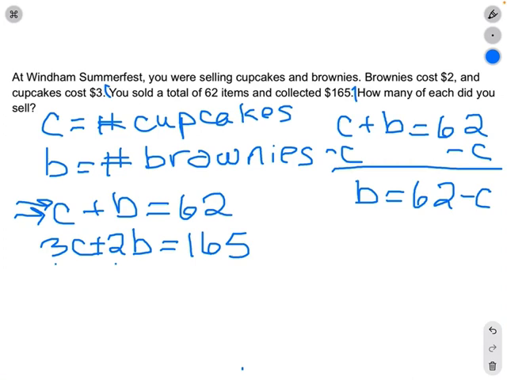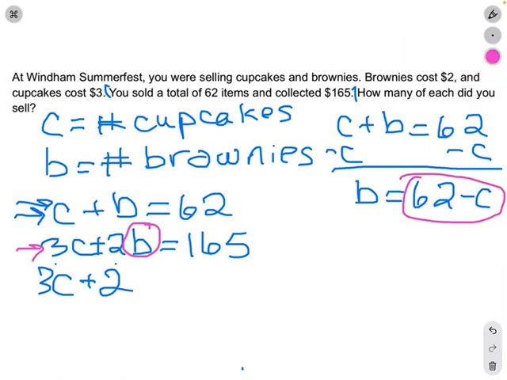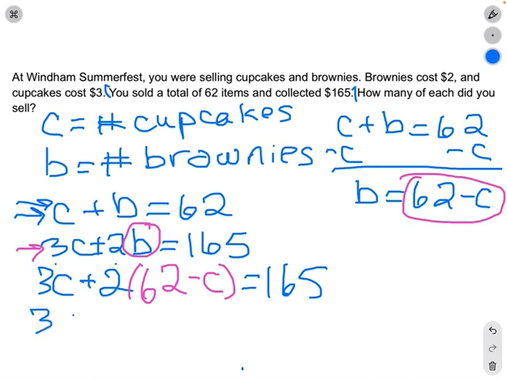So now I can do substitution. That's that Indiana Jones method. And so what I'm going to do is in this second equation, I'm going to take the B out, and I'm going to put this in its spot. So that's going to give me 3C plus 2 times 62 minus C equals 165. And then I'm going to distribute to solve 3C plus, that's 124 minus C equals 165.